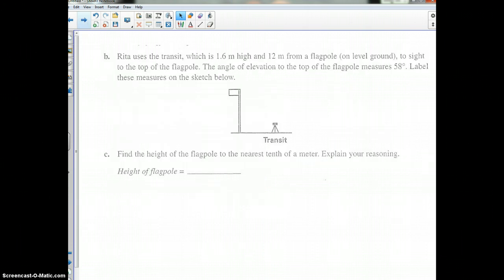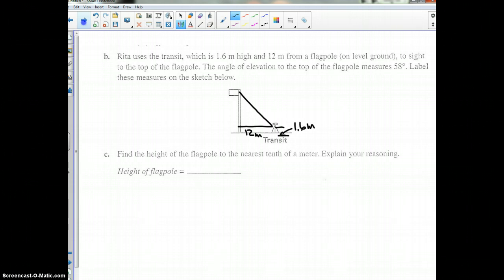So in this case, it says that Rita's using a transit 1.6 meters off the ground, or 1.6 meters high, 12 meters from the flagpole on level ground, to sight the top of the flagpole. All right, so the transit is actually looking at the flagpole. It's 12 meters away. And what they're also telling you is this height right here is 1.6 meters.